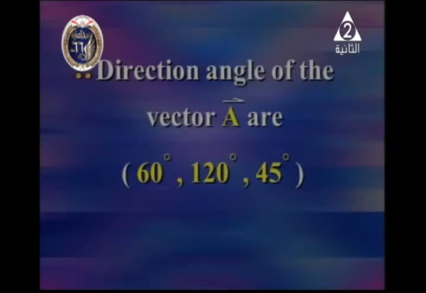Remember, dear student, there is a difference between direction cosines and direction angles. Direction cosines mean the values of cosine: 1 over 2, negative 1 over 2, √2 over 2. But direction angles are the angles whose cosine equals 1 over 2, which is 60; the angle whose cosine is negative 1 over 2, which is 120; and the angle whose cosine is √2 over 2, which is 45.